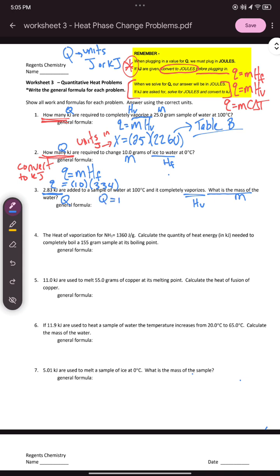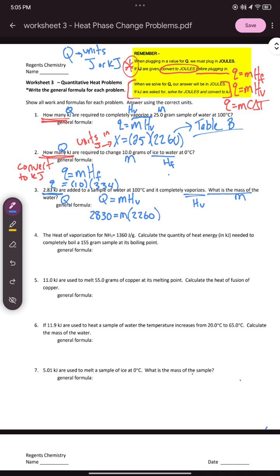So again, Q equals M HV. And then when we plug in, I will show you how to solve this one. We have to convert first. So we have to move the decimal place. Converting gets us to 2380. And we need to know the mass, so we don't know what that is. And our HV is 2260.